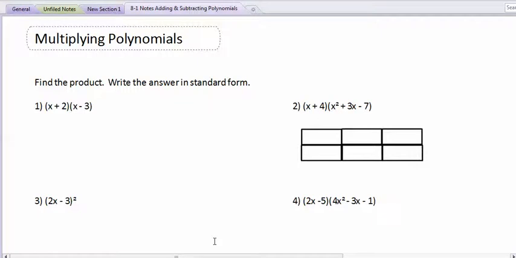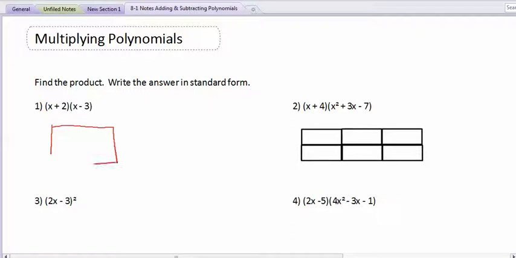Okay, so now we're going to do multiplying polynomials. We're going to find the product, and then we're going to write it in standard form. So the first one, number 1, the way I'm going to show you this is we're going to do the box method. So it's a binomial, so 2 terms times 2 terms. So what we're going to do is we're going to make a 2 by 2 box.